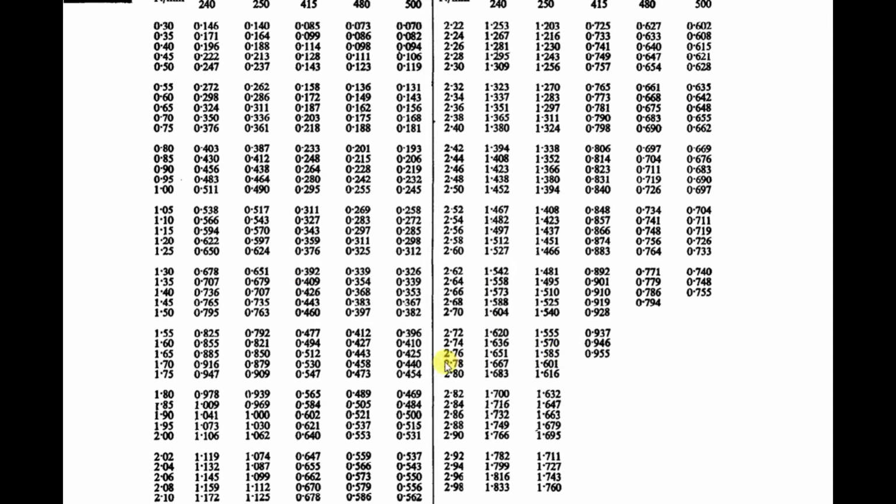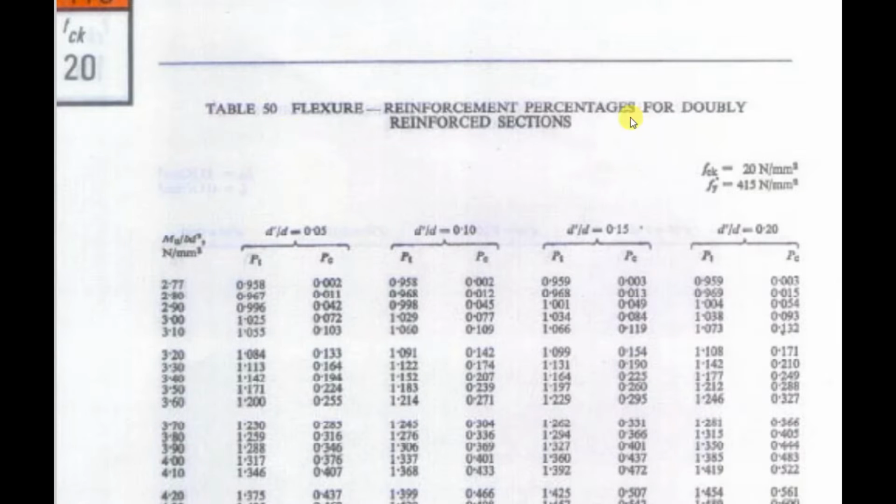So this is the limiting value, and then what we have to do is go for the doubly reinforced section. On that table we have to find out the reinforcement details. This is Table 50 for the doubly reinforced section. Here the concrete grade is M20 and the steel grade is 415.